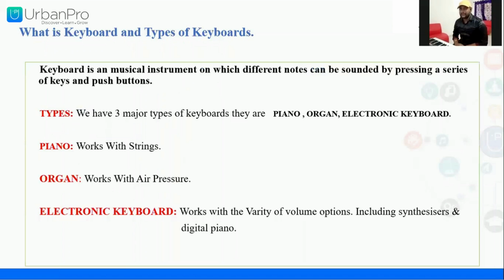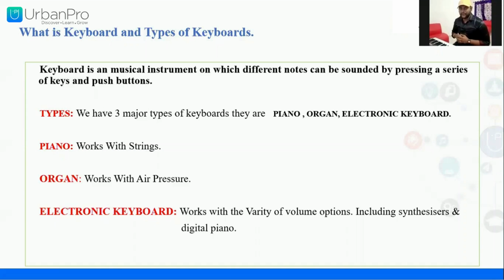What is a keyboard and its types? The keyboard is a musical instrument in which sounds are produced by pressing a series of keys and pushing buttons. Coming to the keyboard types, we have majorly three types: one is piano, the second is organ, and the third is electronic keyboard. The first one, piano, works with strings. The grand piano has strings inside, so using the strings, the sounds will be produced.